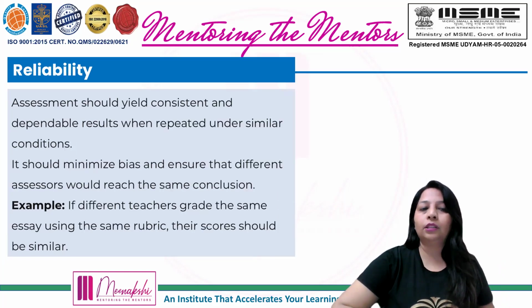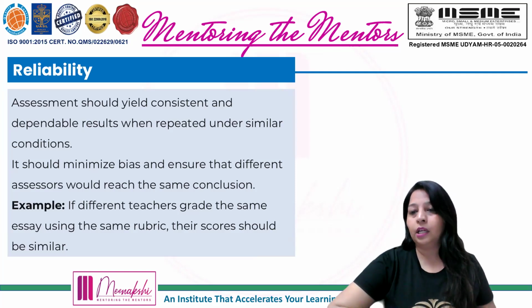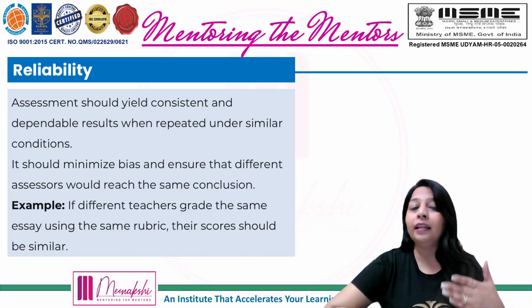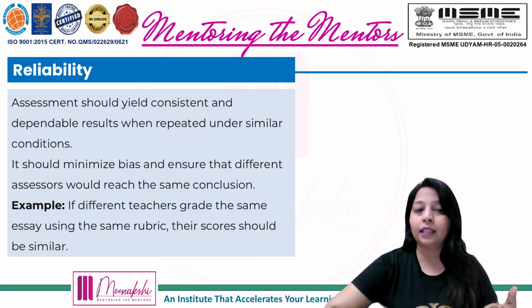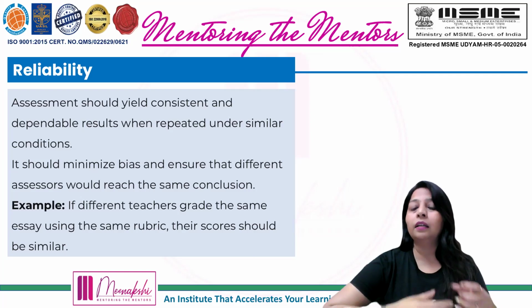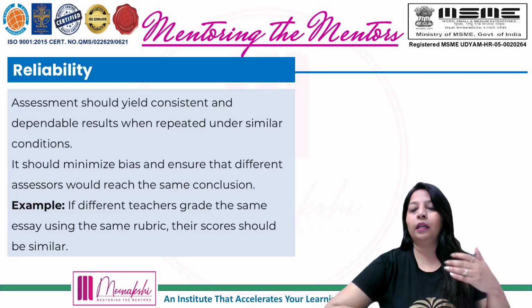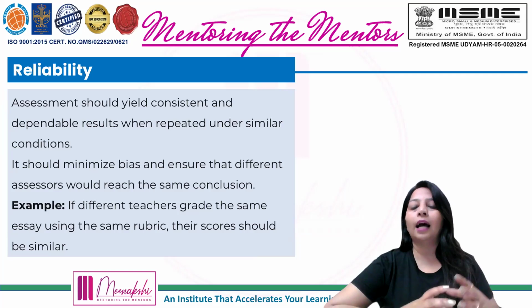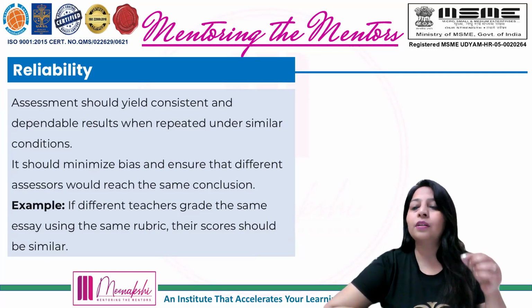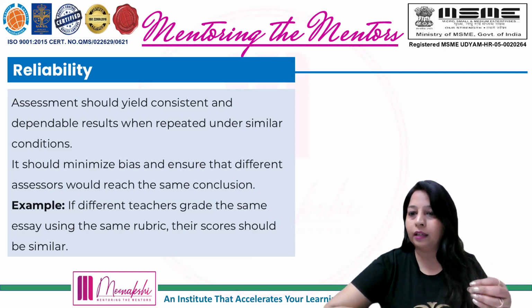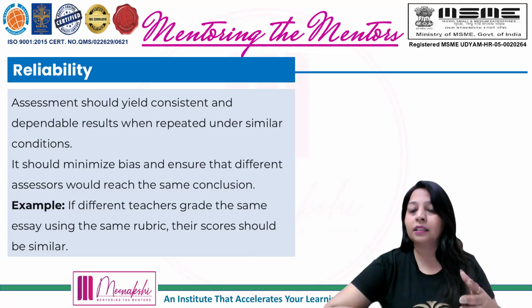So now let's talk about another point, reliability. What is the difference between validity and reliability, right? Assessment should yield consistent and dependable results when repeated under similar conditions. When you prepare an assessment, make sure you use the same in different classroom situations, so that you should get to know it is giving dependable, consistent results in similar conditions, right? It should minimize the bias. It should not be biased in any case.